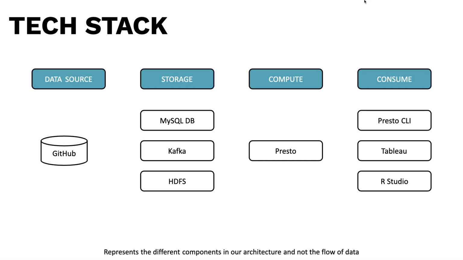And finally, we have the last bucket called consume. There are 3 different options in here: Presto CLI, Tableau, and RStudio. Now, it's important to note that each of these different consumption options can only get to the storage through Presto.